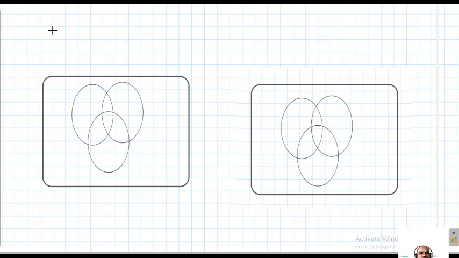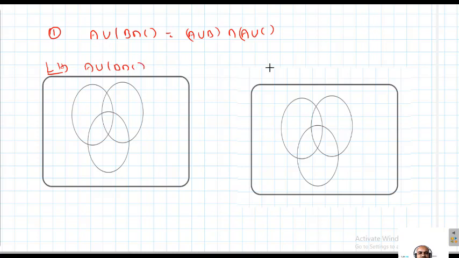Okay students, my first distributive law I want to write here, that is A union B intersection C equal to A union B intersection A union C. I want to prove this by using Venn diagrams concept. This diagram is for LHS, that is A union of B intersection C. This diagram is for RHS, that is A union B intersection A union C.